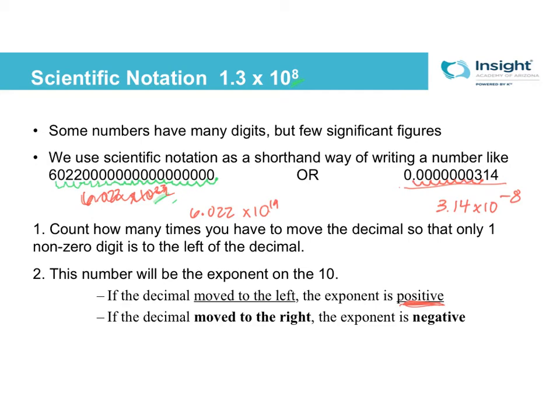So when you're writing scientific notation, you move the decimal so that you only have one digit in front of the decimal. You maintain any significant figures following the decimal, and then you do times 10 to the exponent, how many times you moved the decimal.